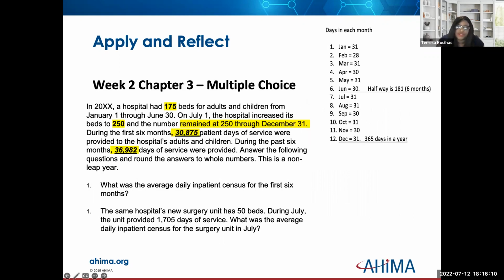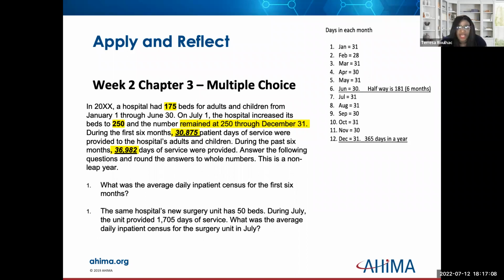So, not your very first question, but we look at question 2000, we can fill in the data. A hospital had 175 beds for adults and children from January 1 through June 30th. On July 1, the hospital increased its beds to 250, and the number remained at 250 through December 31st. During the first 6 months, 30,875 patient days of services were provided to the hospital's adults and children. During the past 6 months, 36,982 days of services were provided. Then you're going to answer the following questions and round the answers to whole numbers. This is a non-leap year.